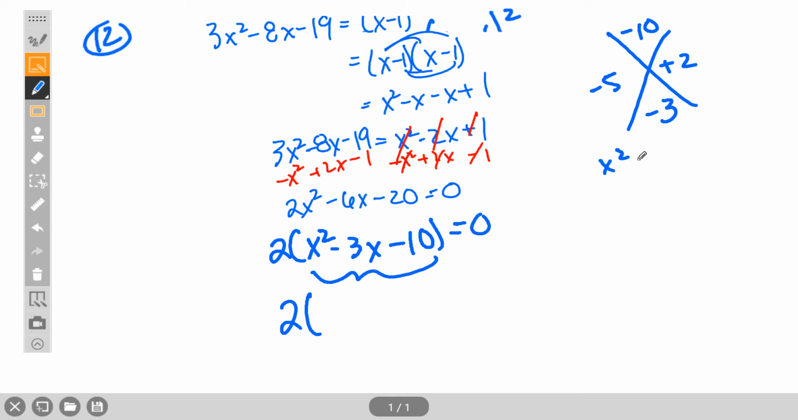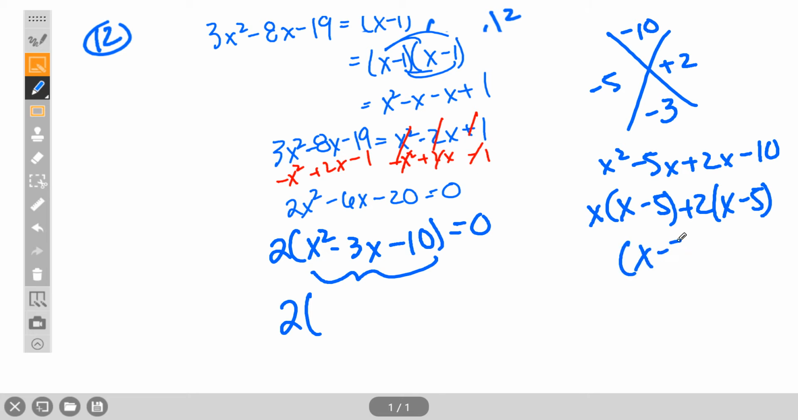So x squared minus 5x plus 2x minus 10. Factor the GCF out of the first two, so x minus 5. Factor 2 out of the second two, so x minus 5. So it factors into x minus 5 and x plus 2. So I got 2 times x minus 5 times x plus 2.